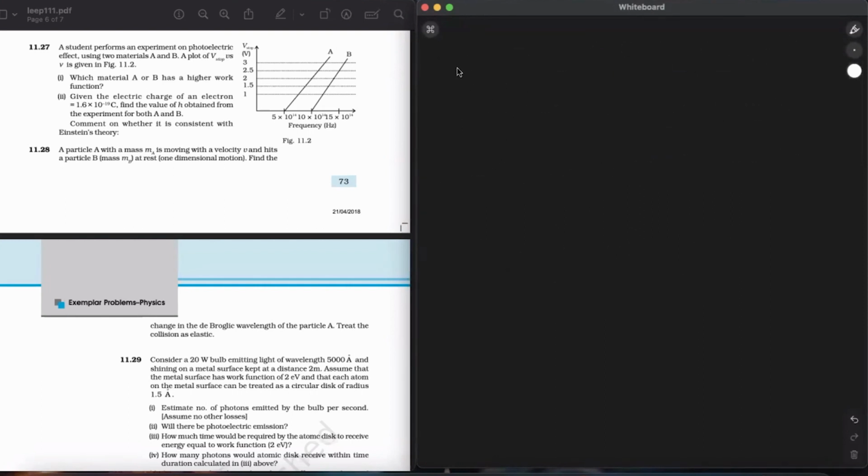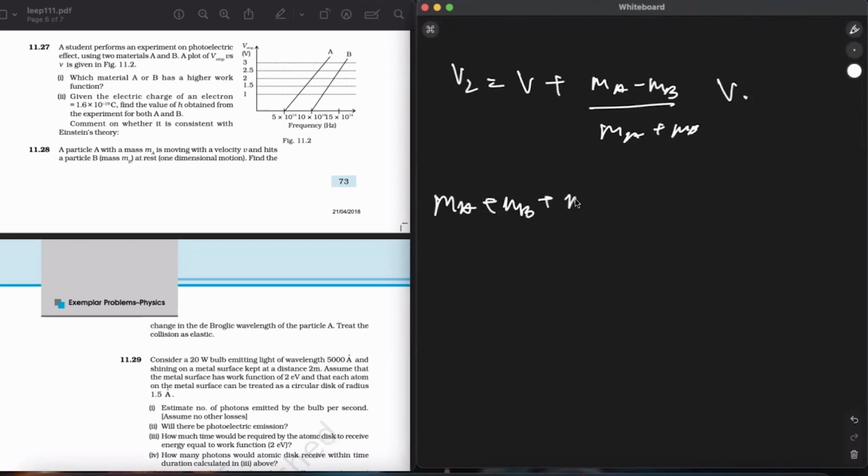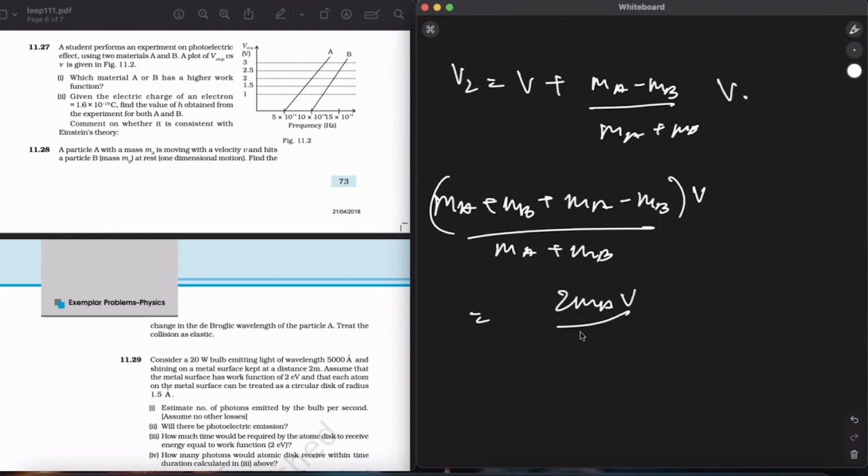So solving further, I'll get V2 equals V plus (MA minus MB) all divided by (MA plus MB) into V. So we'll take out V common from it. And from equation number 2 that I found earlier, I can write MA plus MB. I'm taking V common out, right? So (MA minus MB), I've taken out V common, all divided by MA plus MB. So this will be equal to 2 times MAV all divided by MA plus MB.